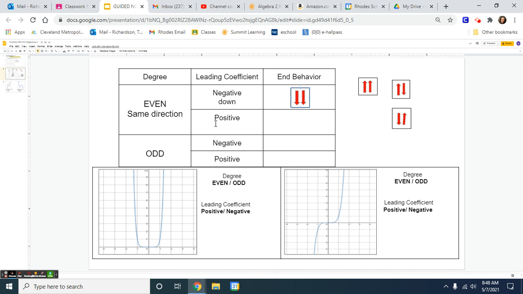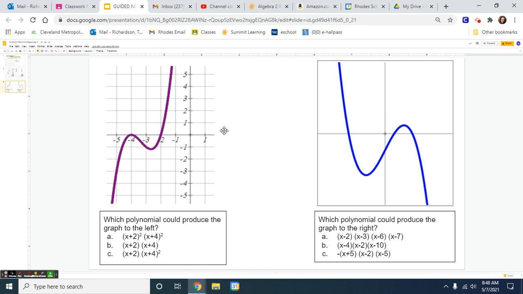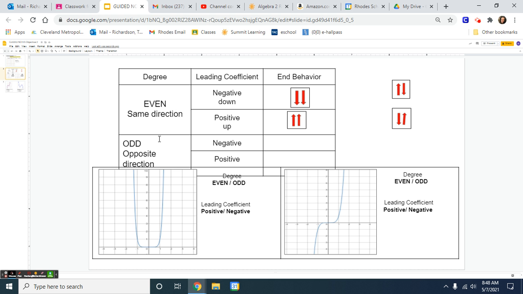Okay? And maybe you can kind of guess, what if your degree is even, but the leading coefficient is positive? Positive means up, right? So if I look at these arrows, I'm looking for the same way, but up. So here is the picture that goes along with that. The same way, but they're both going up. Okay? Now, odd means that your graph is going to be going in the opposite direction. So that's something like here, where it's going opposite. This last slide shows two different opposite directions, okay?